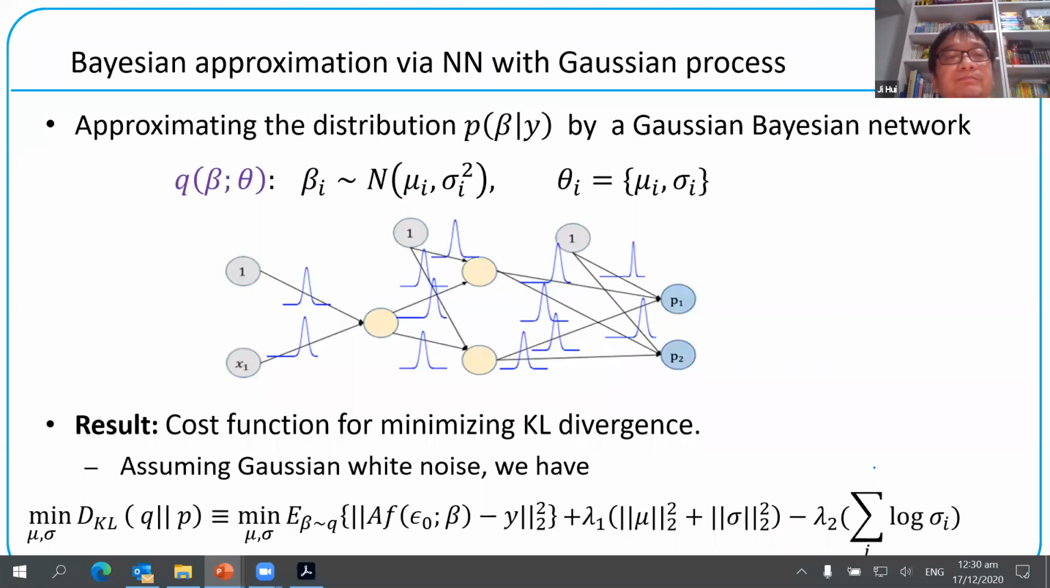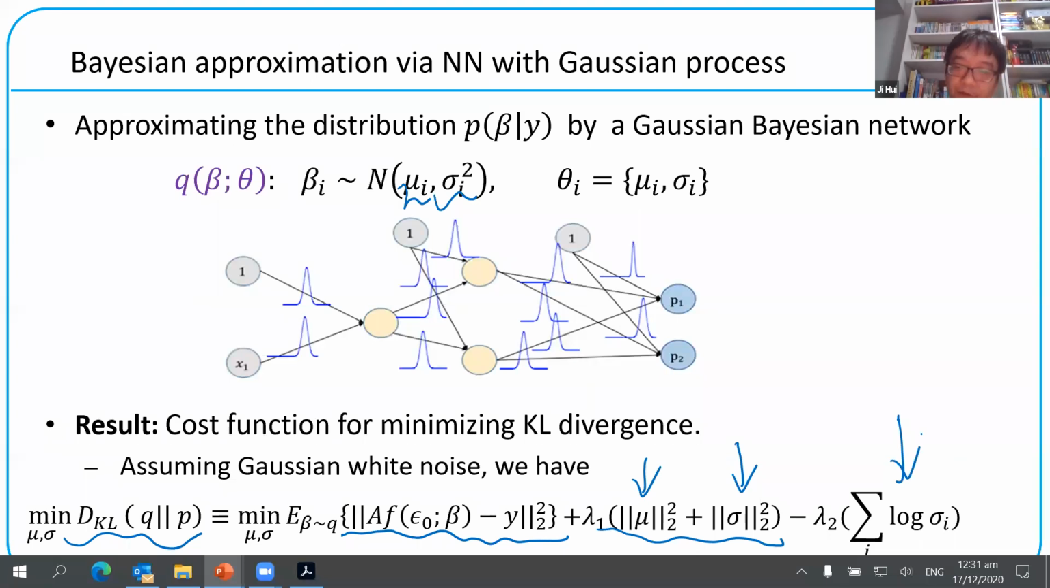Or you can also use a Bayesian network with Gaussian process. That is, every weight of the network is a random variable following a normal distribution. Then you have two parameters: one is the mean, one is the variance. In this case, the KL divergence still has the standard fidelity term, but you have two additional regularization terms on the parameters of the distribution, an expectation and a variance, together with a negative summation of log. So if you use a Gaussian neural network, you have this additional regularization.